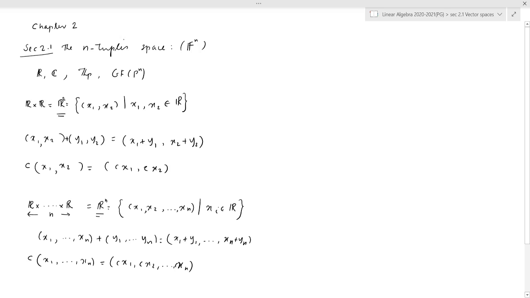This is our example 1. Now we have example 2. Example 2 is nothing but the space of matrices. That is denoted by F m by n, where F is a field. This consists of the set of all m by n matrices A such that A is an m by n matrix whose entries are from F.